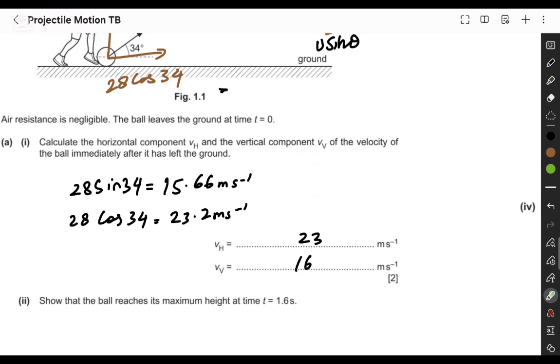I've plugged in 28 sine 34 and 28 cos 34 in the calculator, got 15.66 meters per second and 23.2 meters per second, and wrote them both in 2 SF, so that gives me 23 and 16 for the horizontal and vertical velocity.